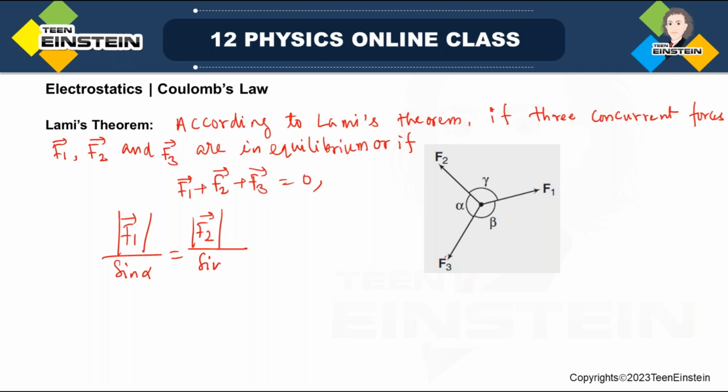So sine of beta is equal to mod of F3 divided by sine of, obviously, the angle between 1 and 2, this is gamma. So this is actually Lami's theorem. Okay, so this is Lami's theorem. We'll obviously take up examples to understand this.